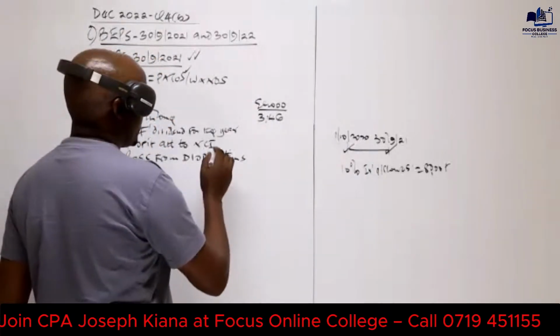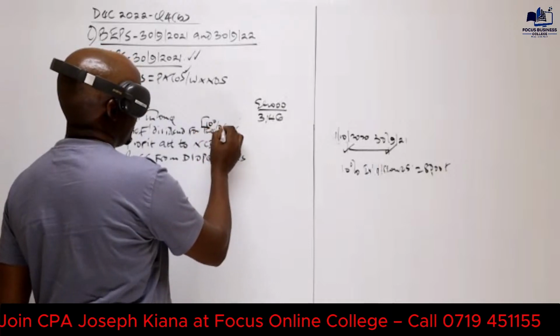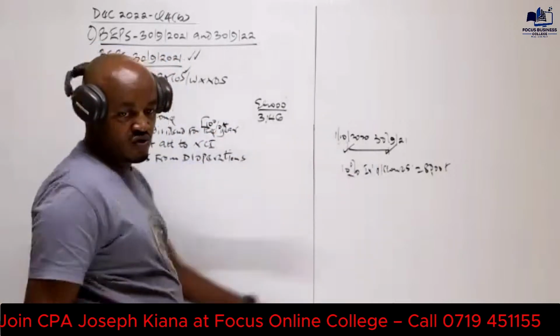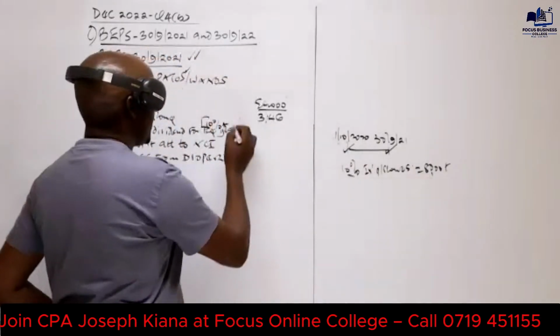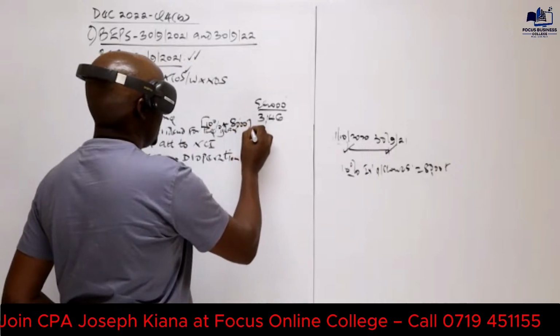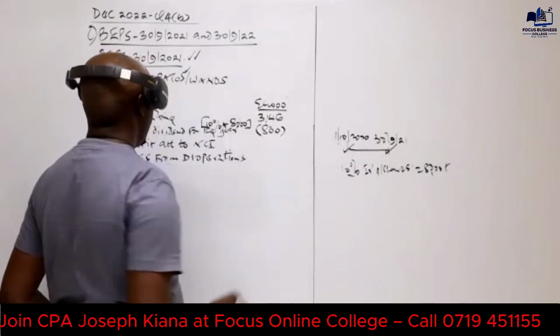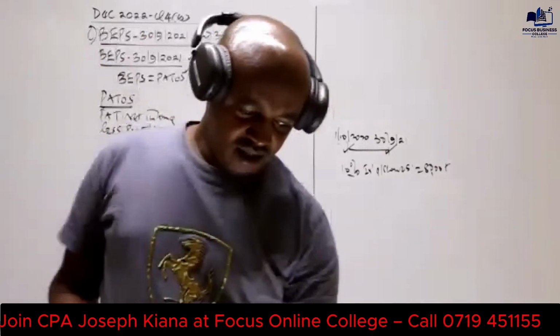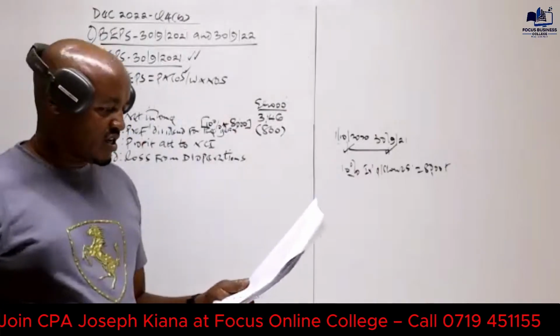So how do we compute those dividends? We take 10% times the amount of preferential capital. The preferential capital is 8,000. That one will give us what? 10% of 8,000 is 800. Yes, that one will give us 800.